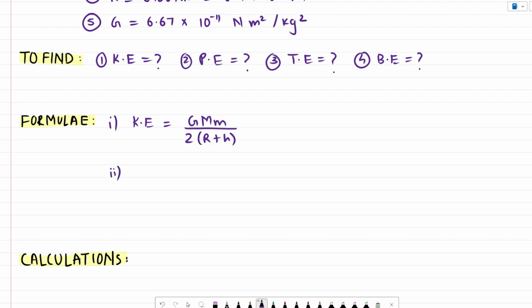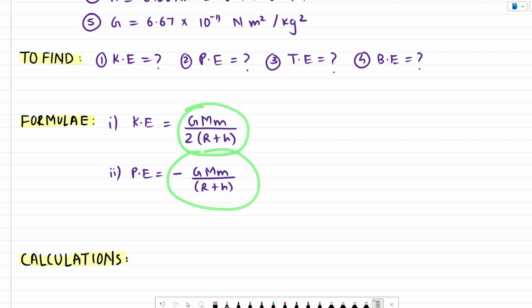The second formula is to calculate the potential energy, and potential energy ka formula is minus GM, that is the mass of the Earth, into small m, mass of the satellite, divided by the distance between the satellite and the center of the Earth, that is r plus h. And if we were to compare both these equations, so this term and this term, we can say that potential energy and kinetic energy ka relation is potential energy is equal to minus twice the amount of kinetic energy. So that is the relationship between potential energy and kinetic energy of an orbiting satellite.